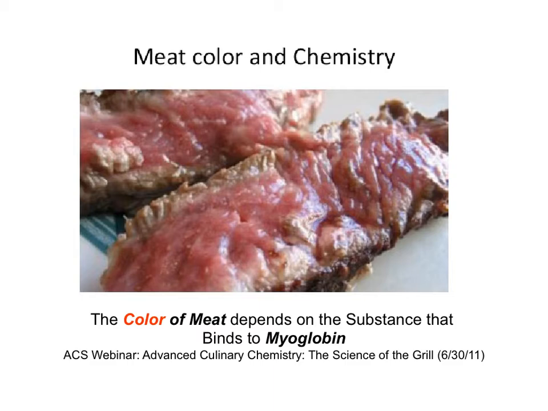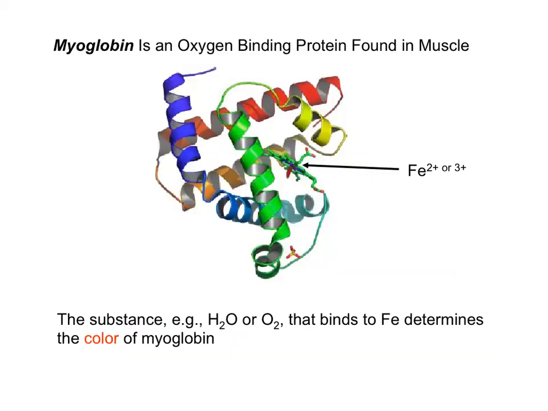The days are getting longer and warmer, so it's grilling season. The color of the meat can tell you something, and that color depends on myoglobin. Myoglobin is a big protein found in muscle. The iron in myoglobin binds to oxygen or other substances. The substance that binds to iron determines the color of the myoglobin.